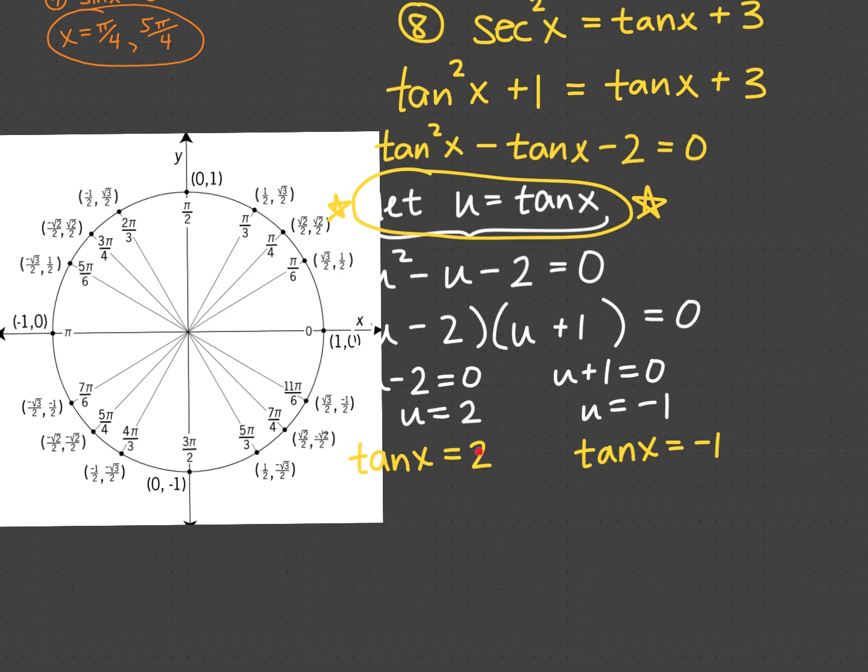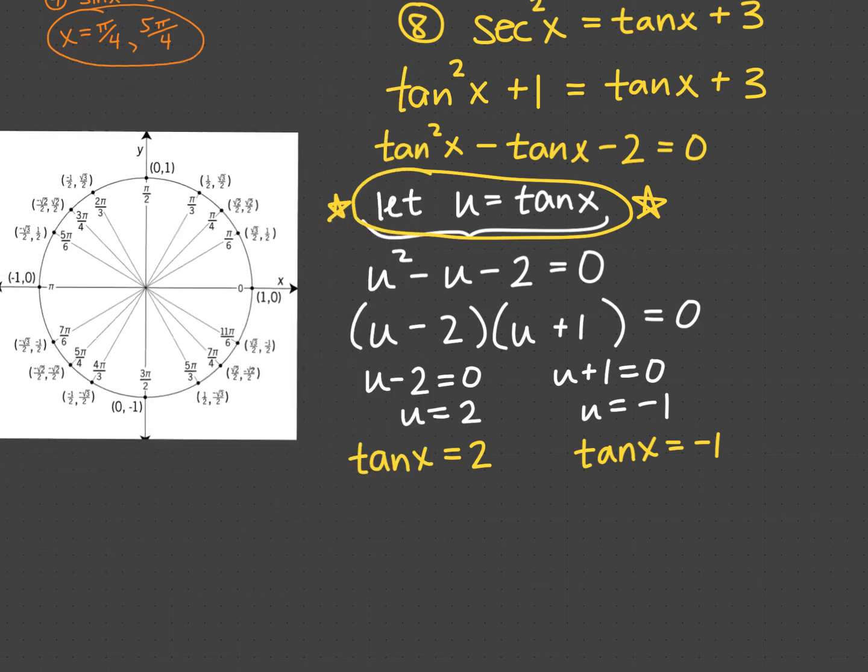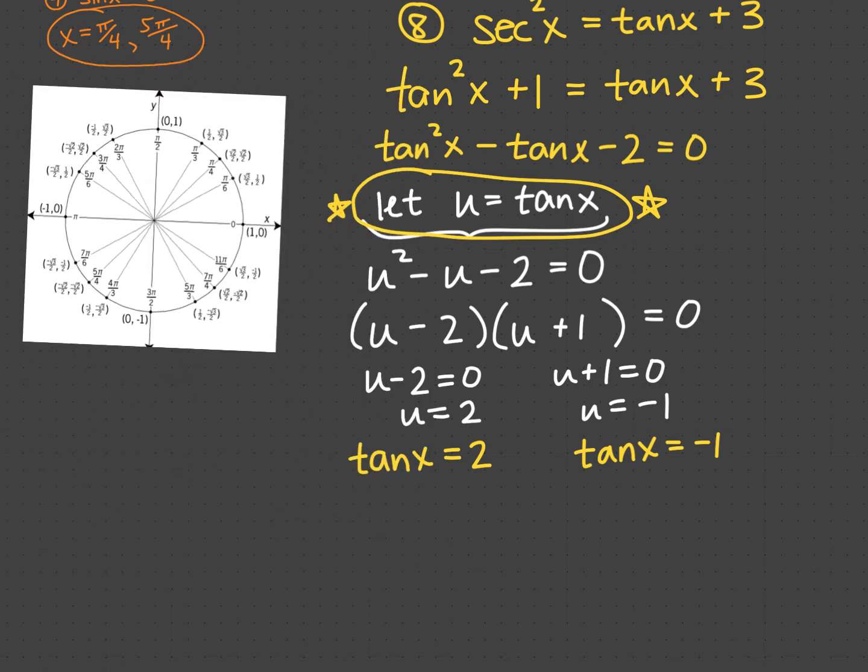2 is not a common tangent that we see on our unit circle. It's not a common tangent value. However, that doesn't mean that it can't exist. Because again, there are an infinite amount of points on the unit circle. These are just the main ones. Well, in order to solve this, we're going to take the arctan of both sides. So we'll take the arctan of the tangent of x, and then on our right-hand side, we'll take the arctan of 2.